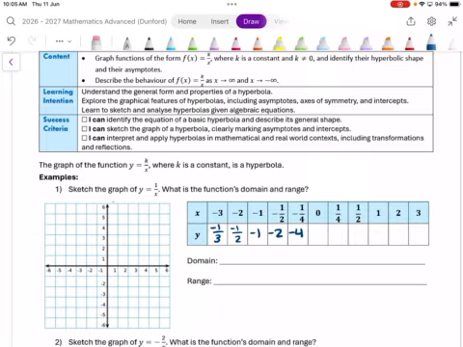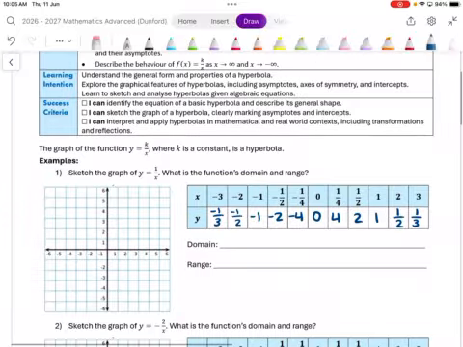Now, when I put 1 over 0 into my calculator, I'm going to get a math error because we cannot have 0 as a denominator. Then when I put 1 over a quarter, I get 4. 1 over a half, I get 2. 1 over 1 is 1. And 1 over 2 is a half. 1 over 3 is a third.